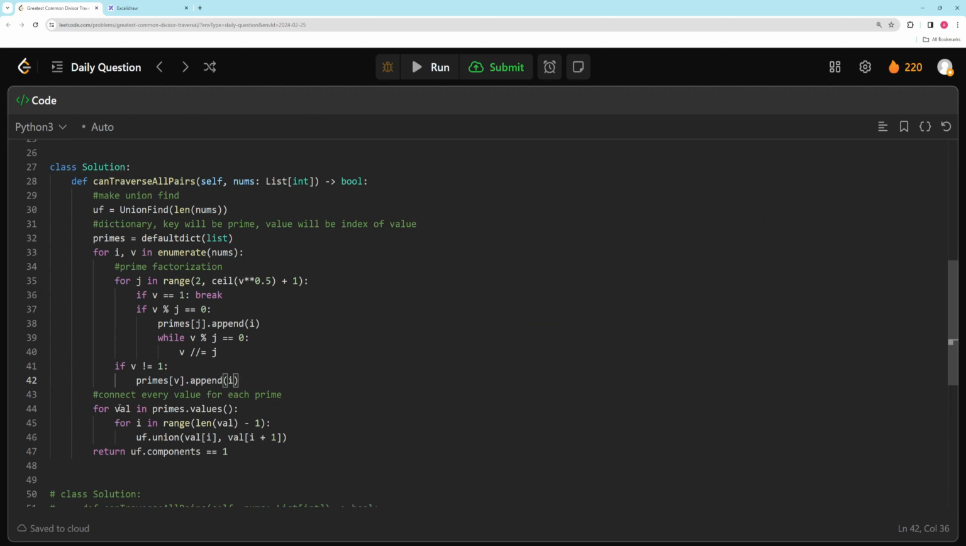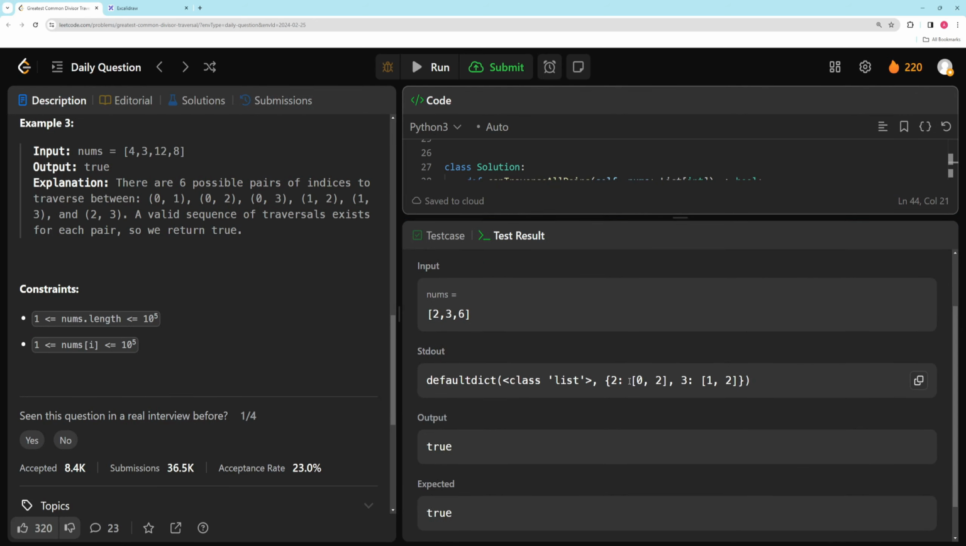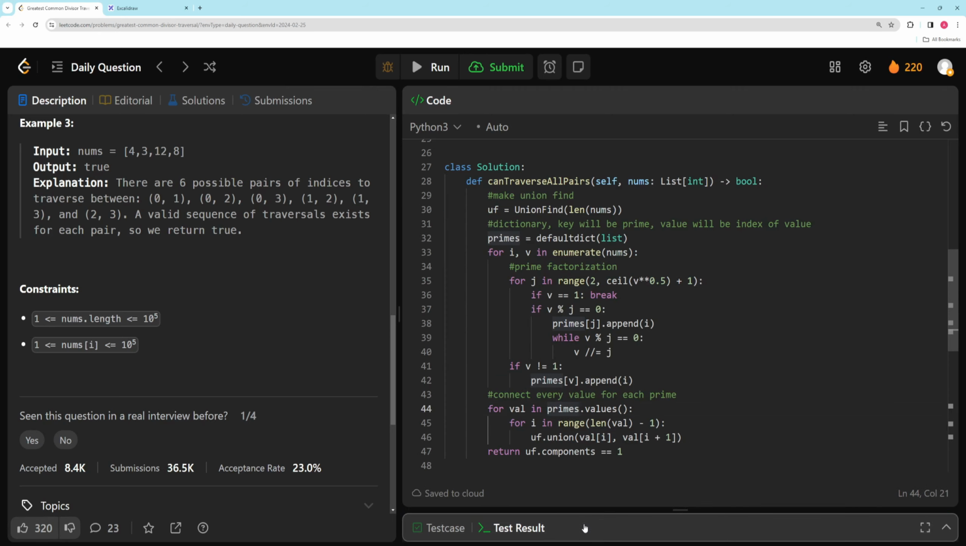So essentially, we just go through every single array in our dictionary. We don't really care about the keys, but we care about the actual values, right? So every single array of values, if we go back here, you can see that these are the things we care about, right? So for every prime number, every single array of values, we're going to connect all of these. And that's what we're doing here.